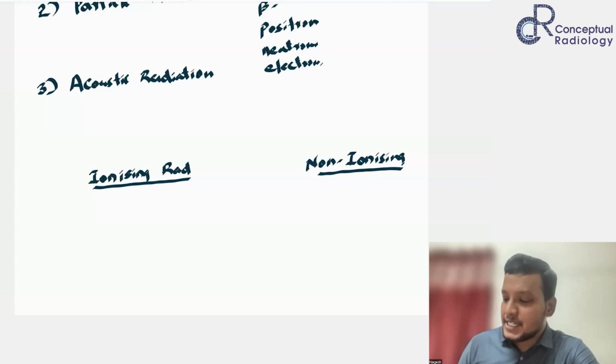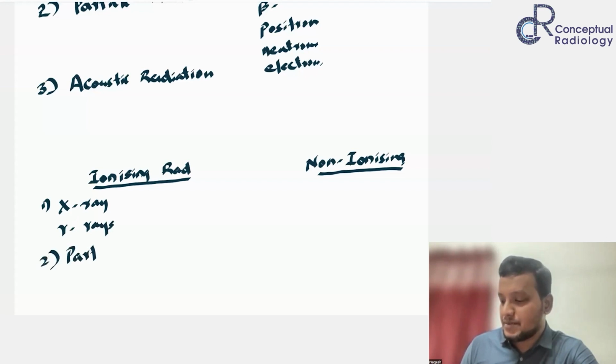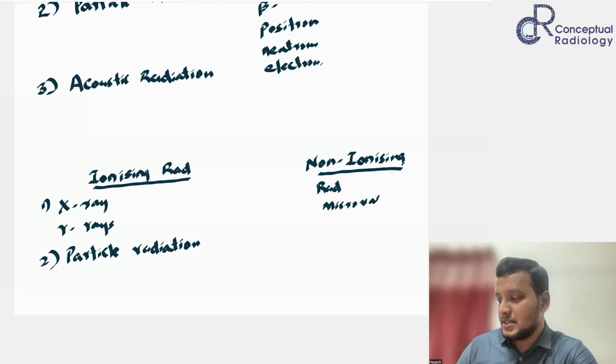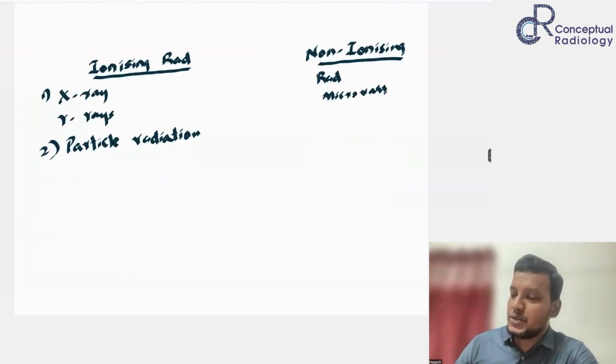Ionizing radiation includes X-rays and gamma rays, and all the particle radiations, while non-ionizing radiations include radio waves, microwaves, etc. Before we go into the details about the radiations and other aspects of radiation, let us study the structure of an atom.